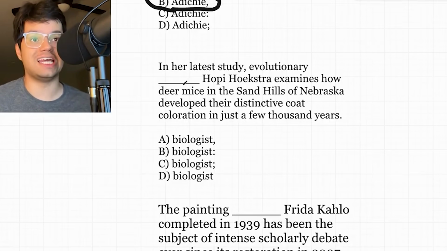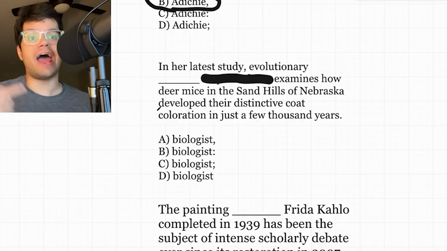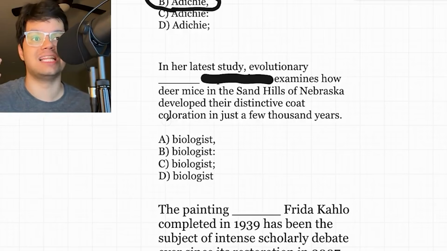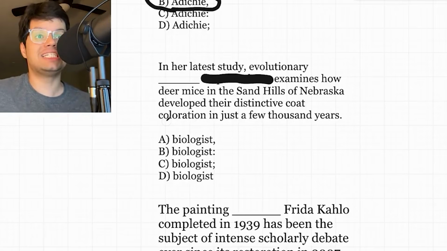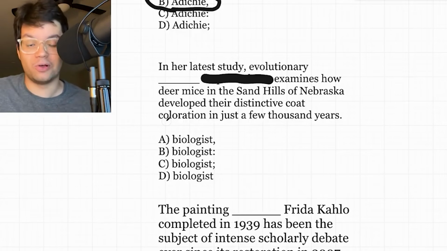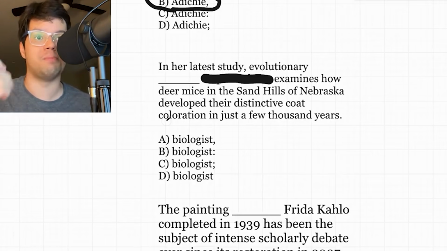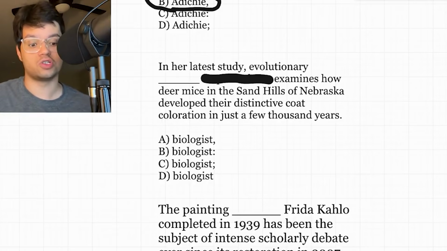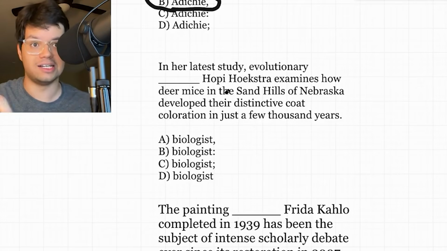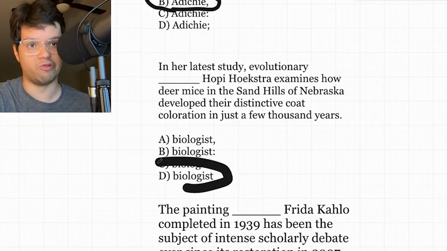So if we think about it for a second, if we get rid of Hoppy Hoekstra from the text, it just says, "in her latest study, evolutionary biologist examines how deer mice in the Sandhills developed" whatever. It's just saying evolutionary biologist. We have no idea which evolutionary biologist we're talking about here. It could be me, it could be Steve Jobs, it could be Bill Gates, it could just be some random person off the street. We have no idea. So the sentence doesn't logically make sense anymore now that we deleted those words. So therefore, this actually would not be non-essential information. It would actually be essential information because we need the name to understand what's being said here. So we're going to have to go for D for the right answer.